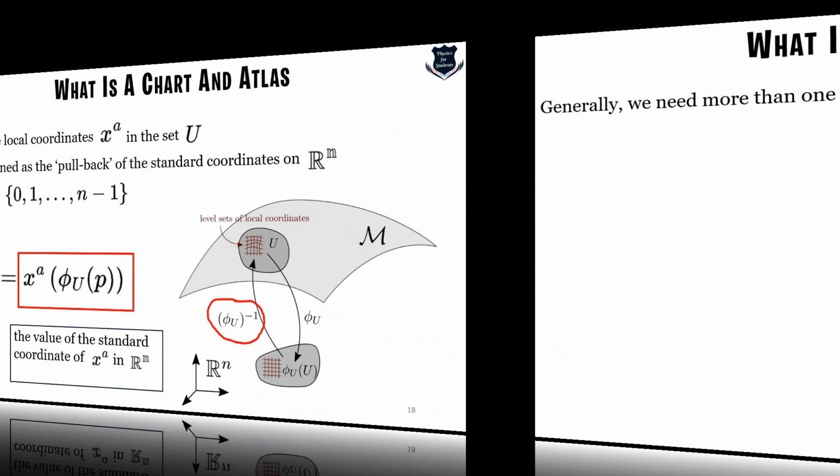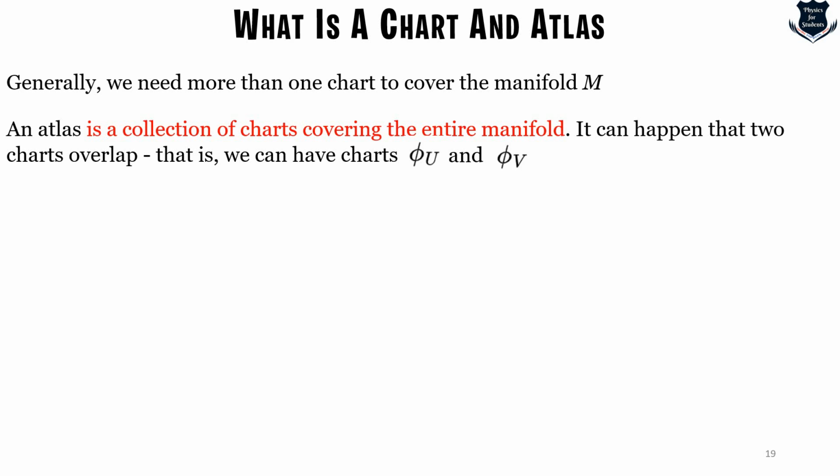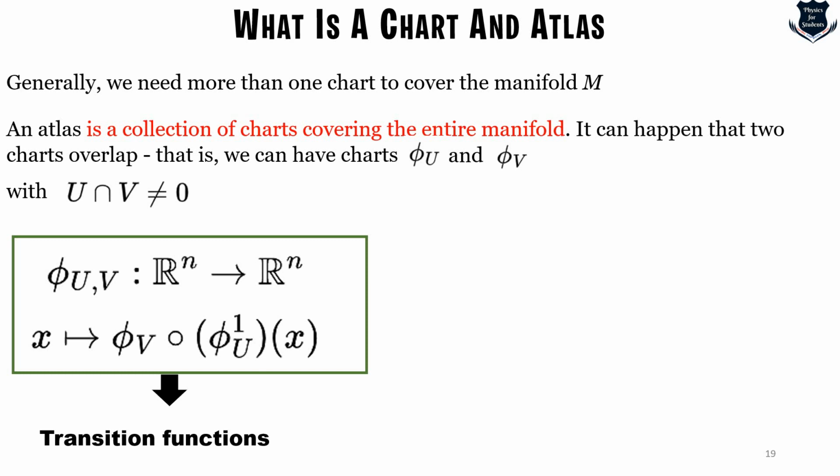Generally we need more than one chart to cover a manifold, because an atlas is a collection of charts. We have shown that mathematically it is written as phi_U and phi_V. If I take an intersection of two sets U and V, we get something which is not equal to zero, and this is just a mapping of R^n over R^n.